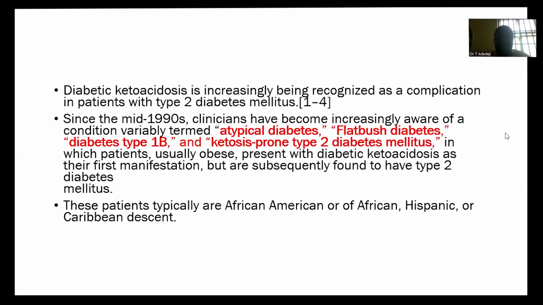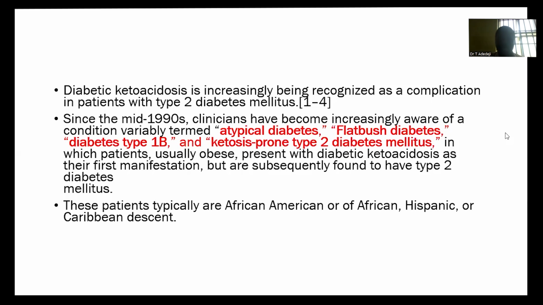Diabetic ketoacidosis is increasingly being recognized as a complication in patients with type 2 diabetes mellitus. Since the mid-1990s, clinicians have become increasingly aware of the condition variably termed atypical diabetes, Flatbush diabetes, diabetes type 1B, or ketosis-prone type 2 diabetes mellitus, which is the typical case we have here, in which patients, usually obese, present with diabetic ketoacidosis as the first manifestation. So one has to be on the lookout for this possibility when it comes around. But they are subsequently found to have type 2 diabetes mellitus.